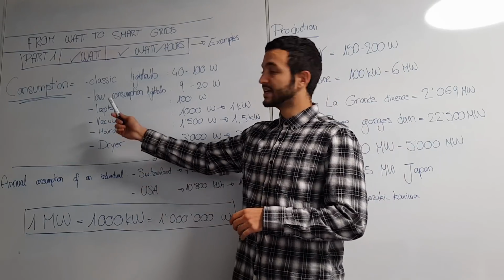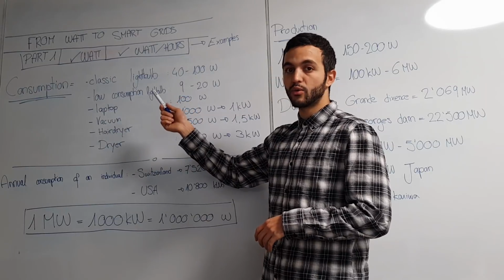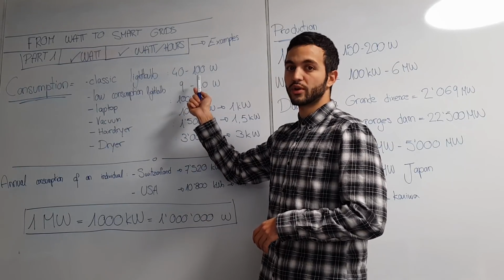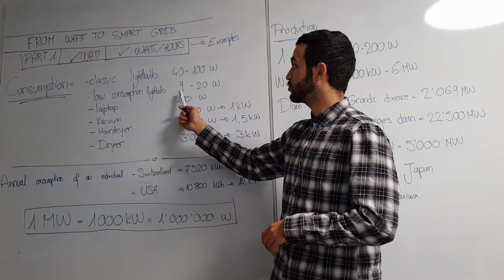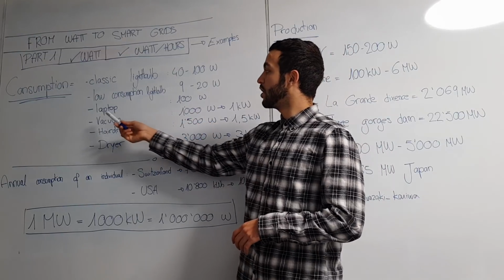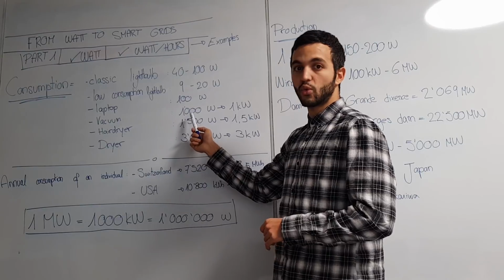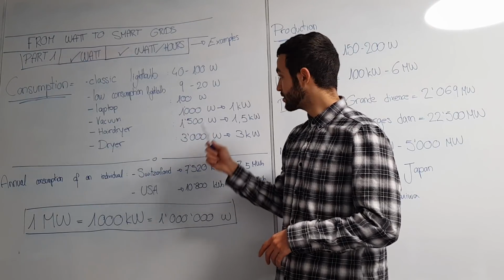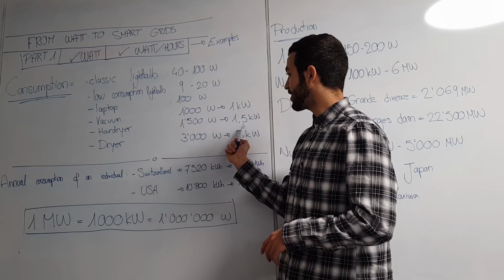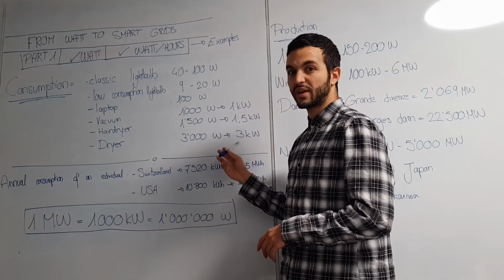So if you have a classic light bulb, this one will require power of between 40 to 100 watts. Low consumption, it will be about 5 times lower. If you have a laptop, it will be 100 watts. A vacuum, it will be 1000 watts. So when you have 1000 watts, you say a kilowatt. A hairdryer will be about 1.5 kilowatts, and a dryer 3 kilowatts.